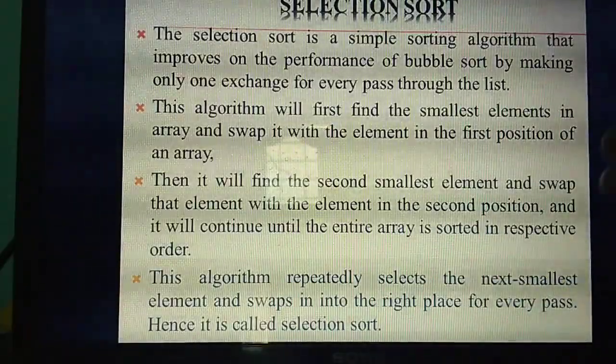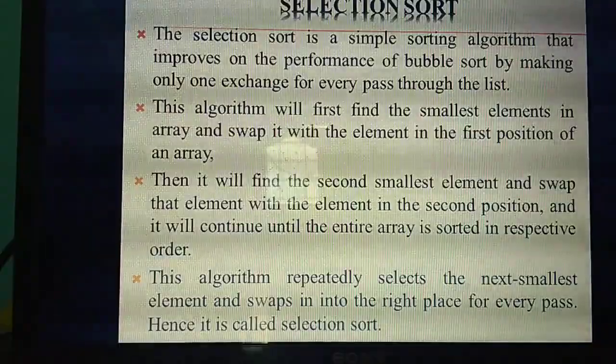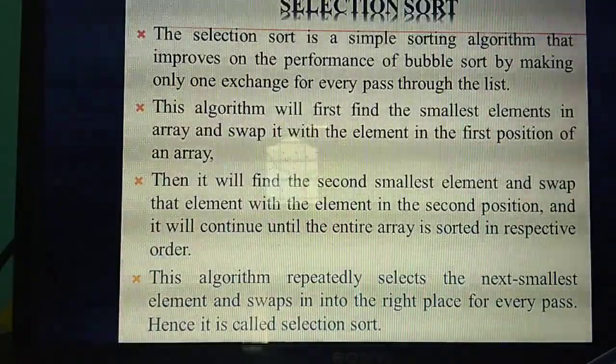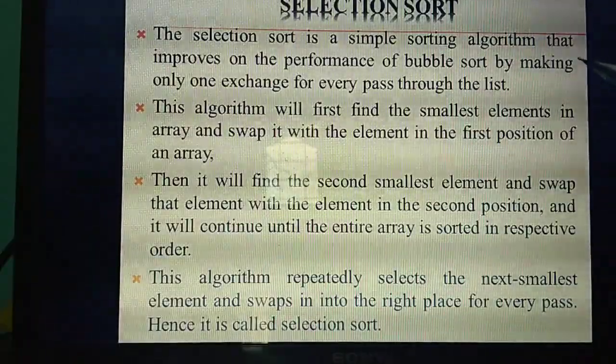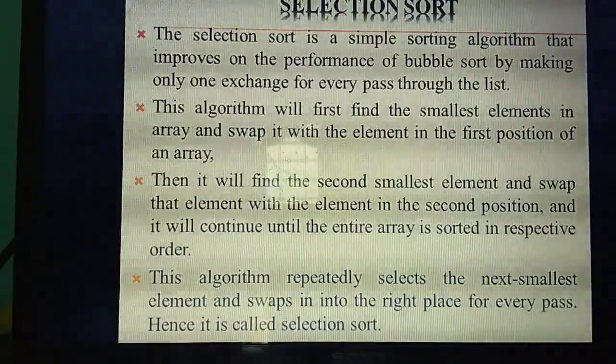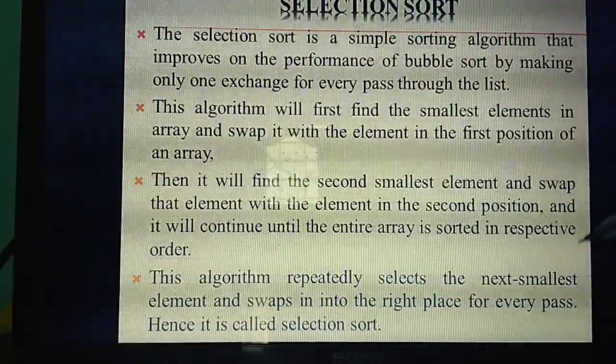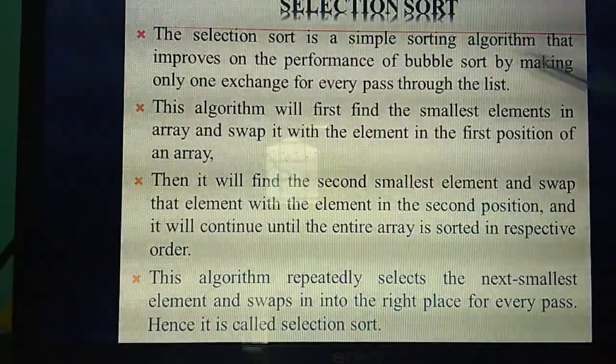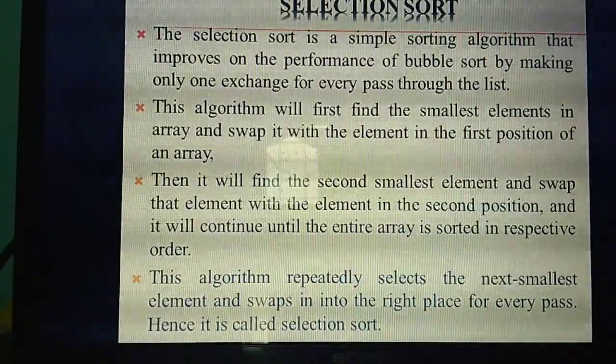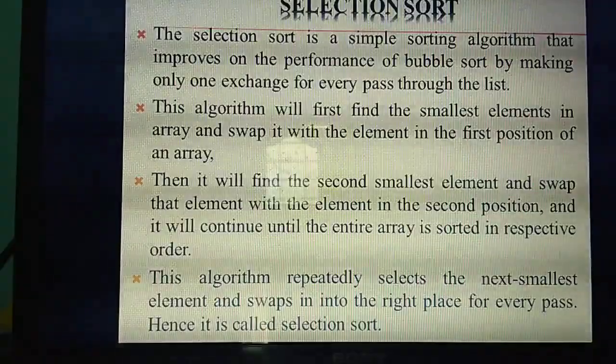Already said: first smallest, second smallest, third smallest. In this selection sort algorithm, the first smallest element is kept in which place? First position. The second smallest element is kept in which place? Second. Third place, fourth place. Likewise, if there are 10 elements, up to the 10th place. Up to the 10th smallest element, it will be placed in the 10th place.